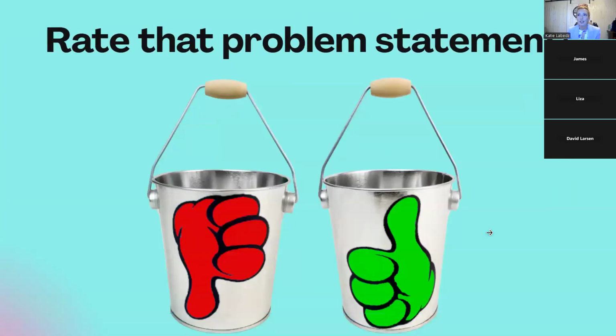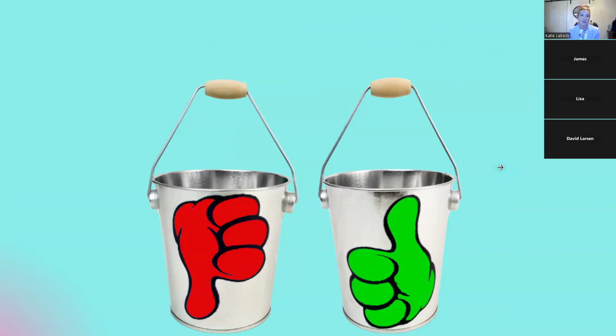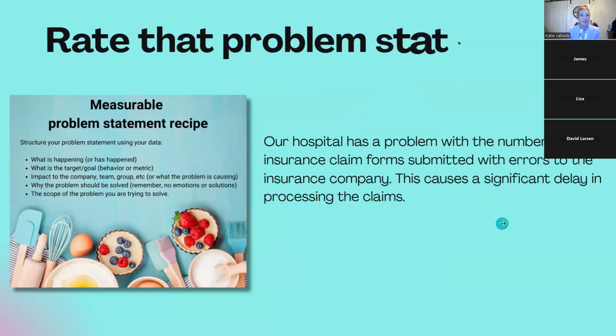Okay, so we are going to play Rate That Problem Statement. So if you are participating in today's class, if you want to use your thumb up or thumb down emoji, or you can put it in chat. So I'm going to give you some examples. These are real life examples that have been changed to protect the guilty or the innocent. We'll go ahead and show you some real life examples because you just can't make these things up.